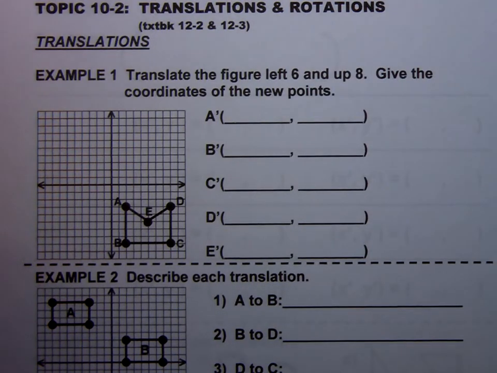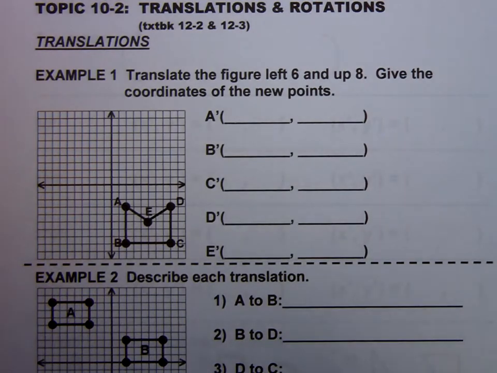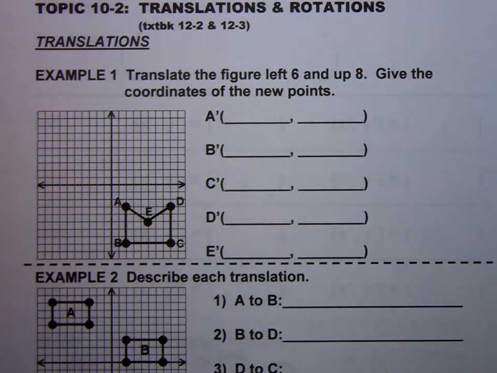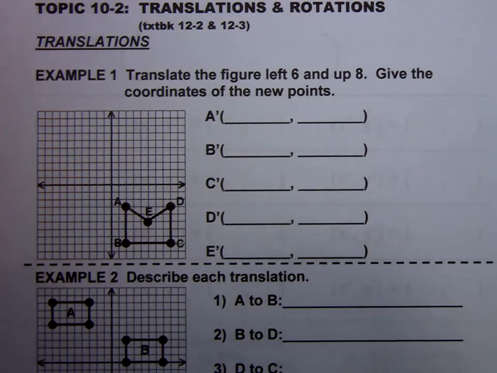Alright, we're going to talk about translations and rotations. Translation is just when you move a figure up, down, left, right, you just kind of slide it to a new position. It doesn't flip or rotate, so what's on top stays on top, what's on the bottom stays on the bottom, and so forth. You just slide it to a new spot, up, down, left, or right.